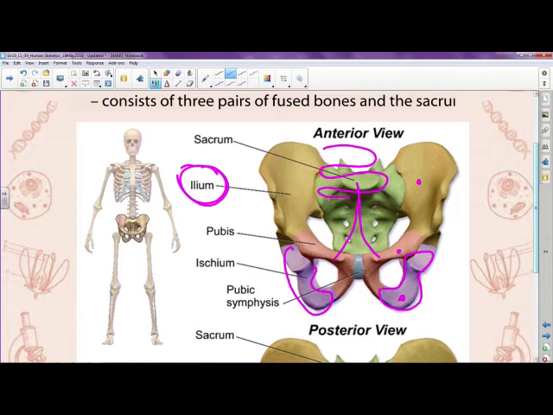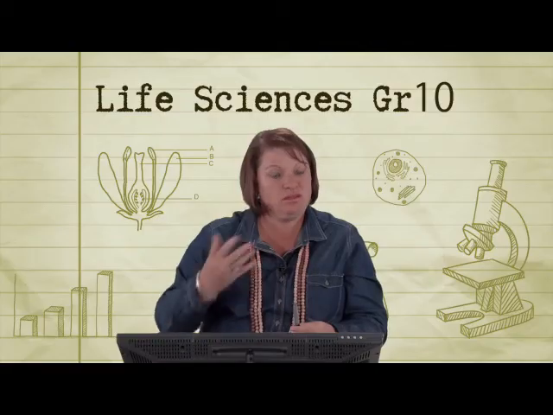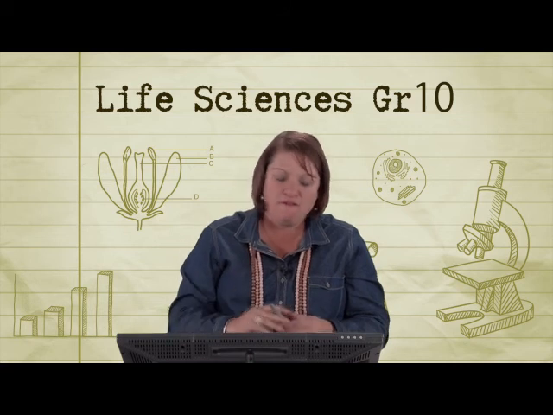Then in the middle here, this red bone is called your pubic bone or your pubis, because what's going to be in the pelvis, obviously, is your genitalia, whether you are male or female.